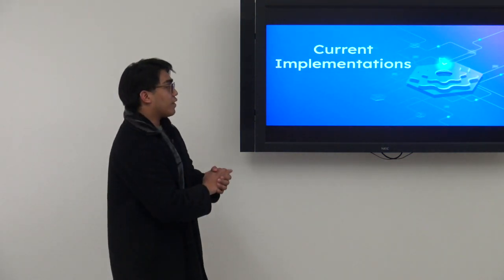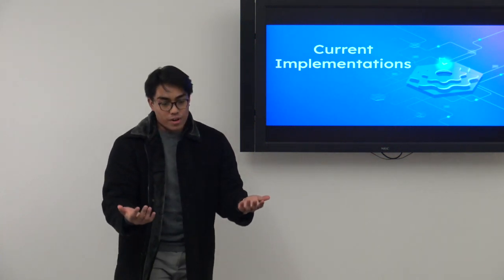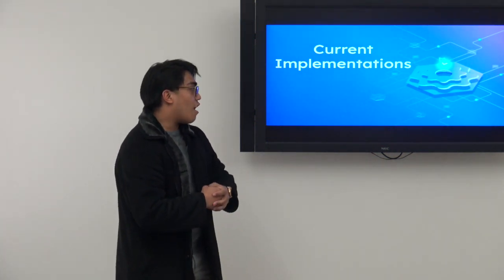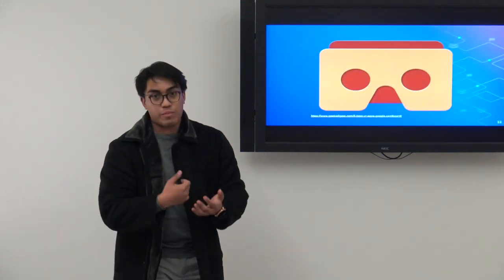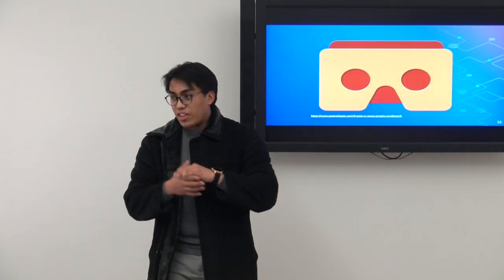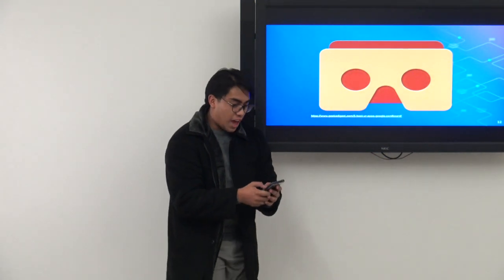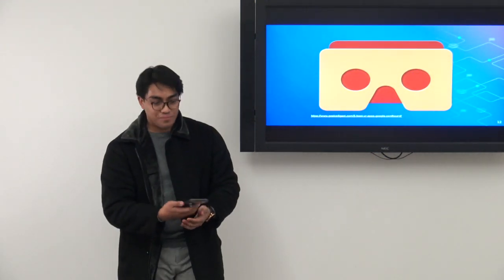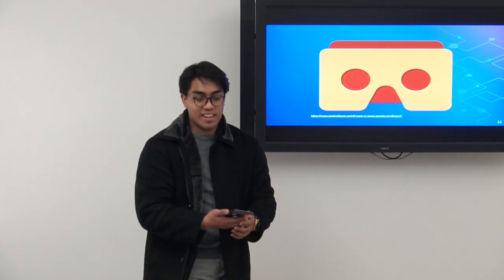So now that we know some of the background information, we should go over current implementations of VR. And I think the best way to go about that is to actually experience it ourselves. So now that you've got your devices set up, you could probably just wake up your phone and relaunch the app if it fell asleep. And just click on the cardboard demo if you guys see that.